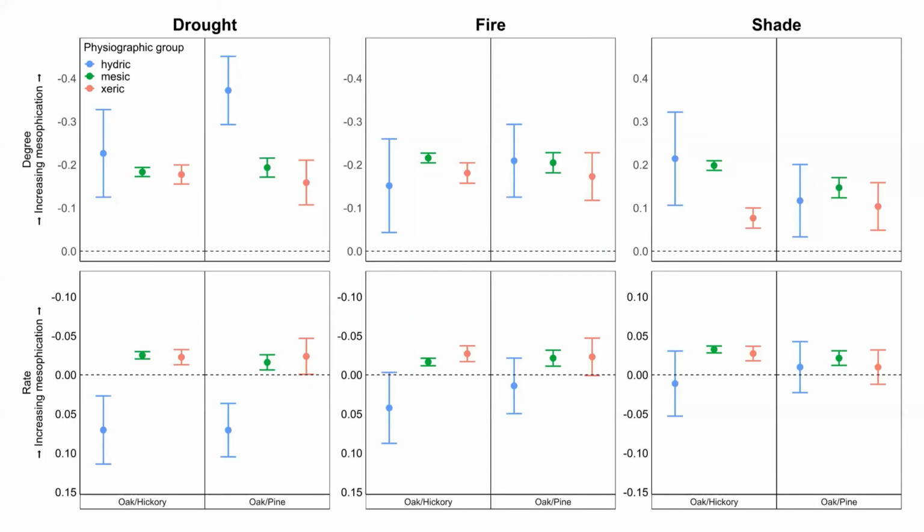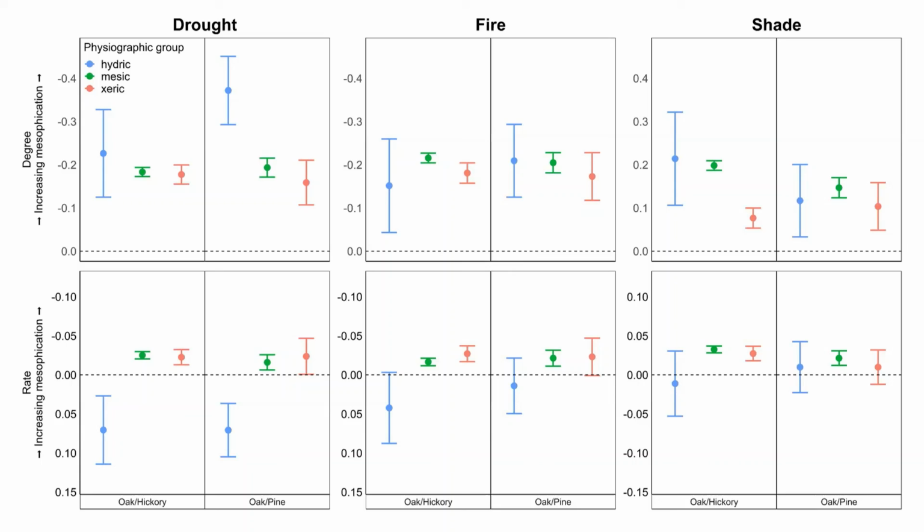We also looked at physiographic group. So this is a FIA metric that compares kind of that wet to dry, mesic to xeric trend across the landscape. We see here that mesophication, so this is an interesting one, was generally more pronounced in wetter sites.